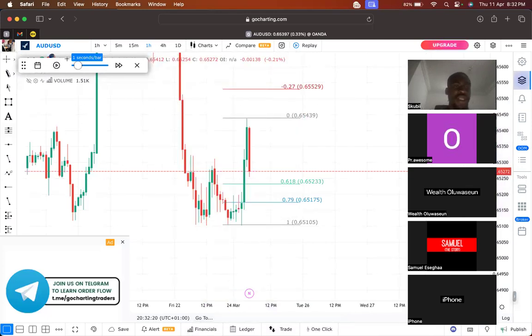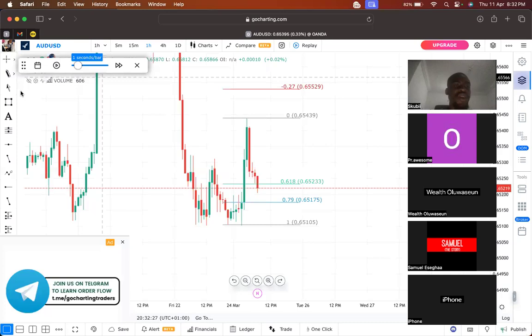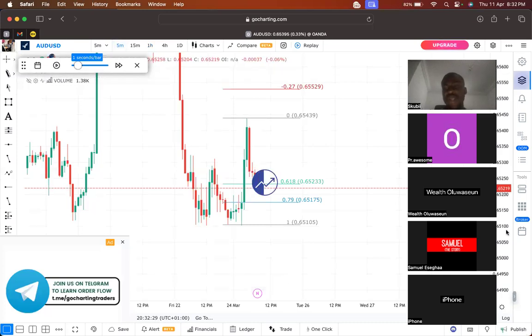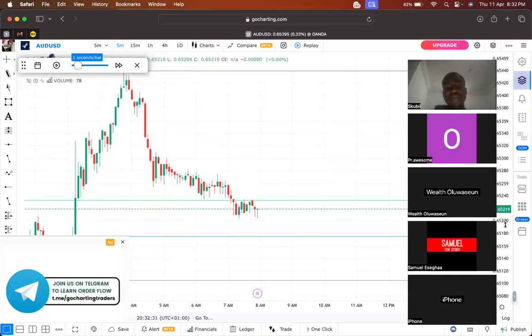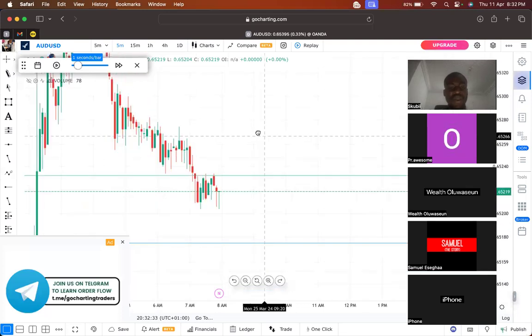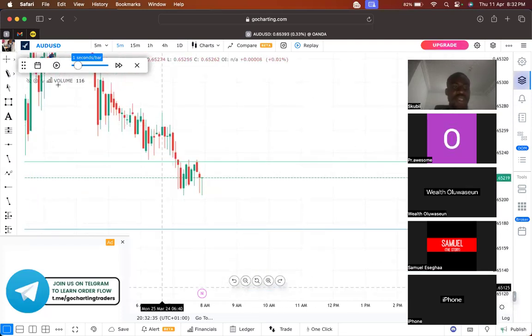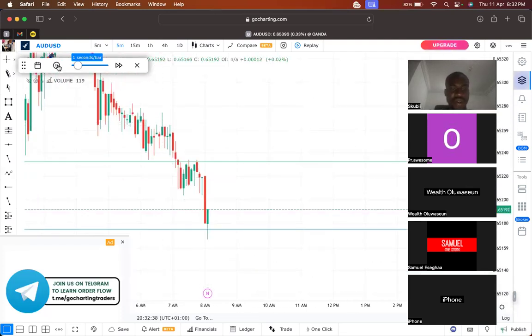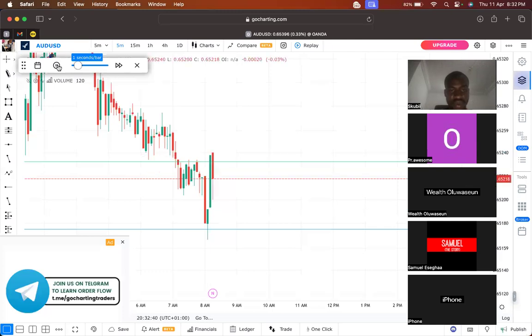So let's wait and then see as price taps the 0.618. So at this point where price tapped the 0.618, we're dropping to our 5 minutes time frame. What are we looking for on our 5 minutes time frame? We're looking for a shift in market structure, which price has not done at this point. So let's wait and then see if we actually got that shift in market structure.